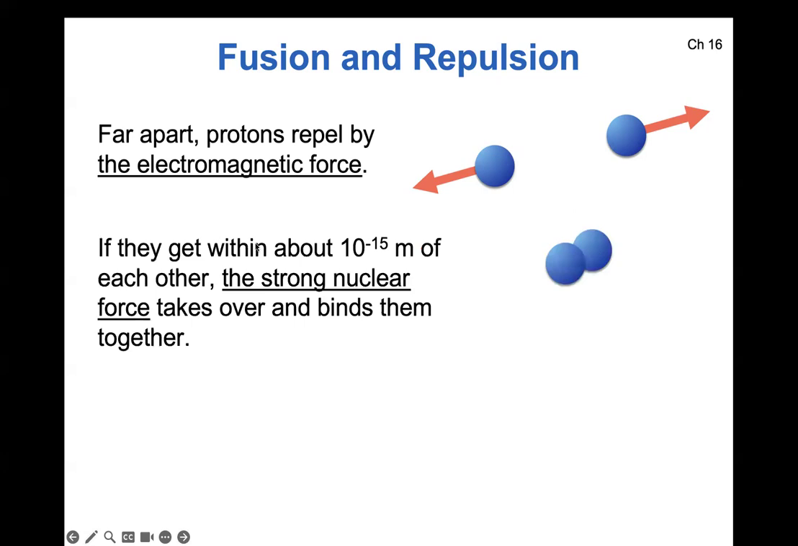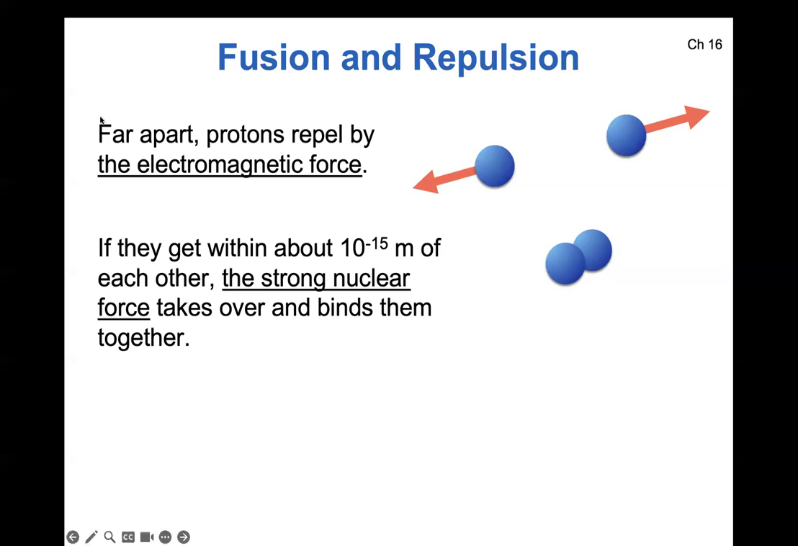But if they can be forced to, if you can create an environment where two protons will, because of their high velocities, be able to get within 10 to the negative 15 meters of each other, then the strong nuclear force takes over. So it's like you pass over this threshold, and as soon as the strong nuclear force becomes effective, it also dominates.